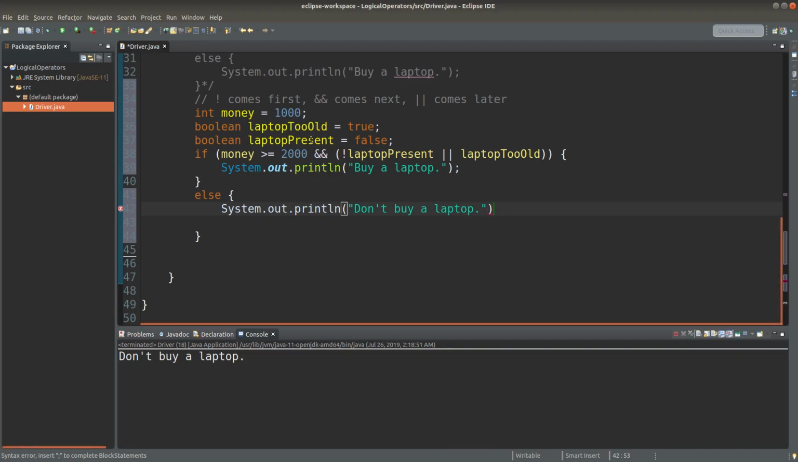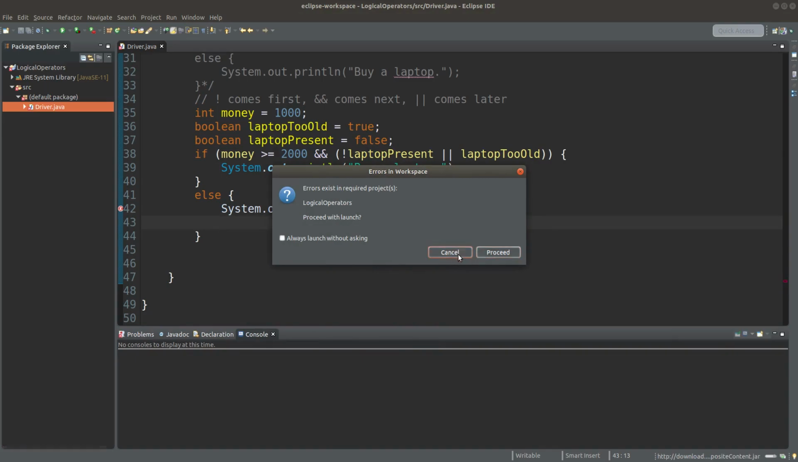Okay, when I have enough money and at the same time my laptop is not present, or my laptop is too old. So when I don't have a laptop and the money is large enough for me to buy a laptop, I can buy. Or at the same time, if I have enough money and at the same time my laptop is too old, I can also buy a laptop. If the whole condition fails, I don't buy a laptop.